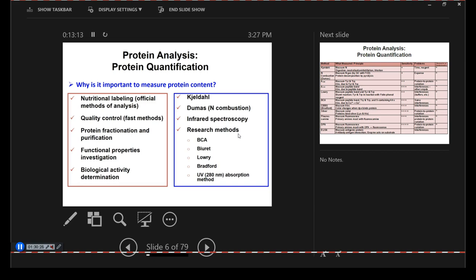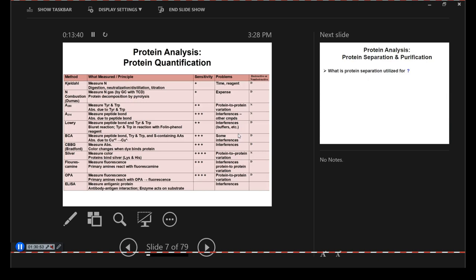Research methods, these are research methods because they're often done on a kind of protein in solution that is transparent, doesn't have any turbidity in it, and doesn't have any complex components. So usually if we're purifying a protein and we want to determine how much protein was in our solution, we use one of these assays.